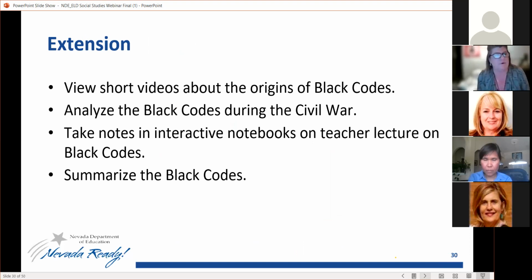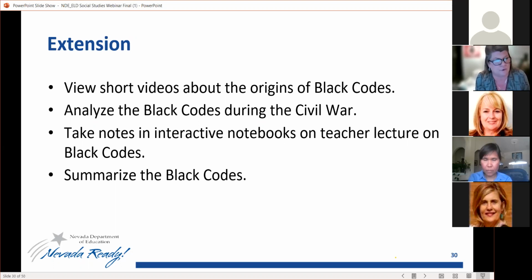On this slide, we wanted to share with you the extensions. We have provided for you several links for the extensions as well. And this is going to take you into several more videos and several more articles. With these extensions, you could view the short videos about the origins of the Black codes and why they started. And do we have anything like that still in place today?